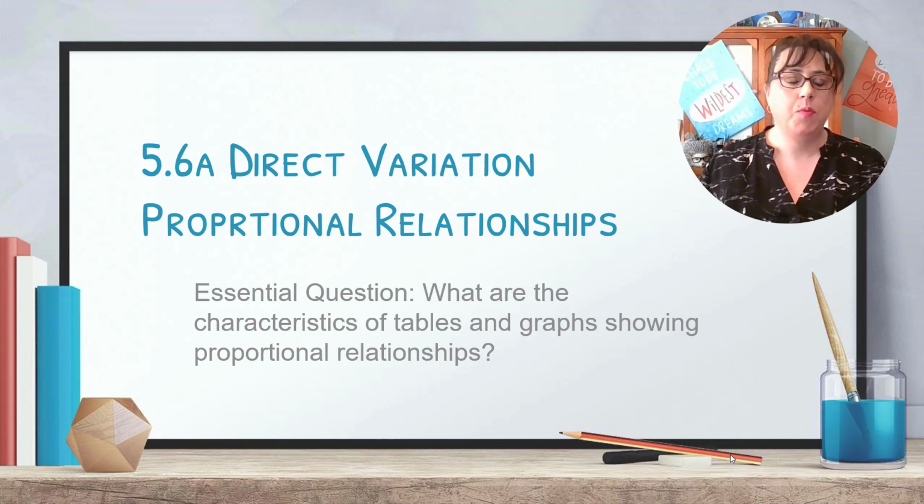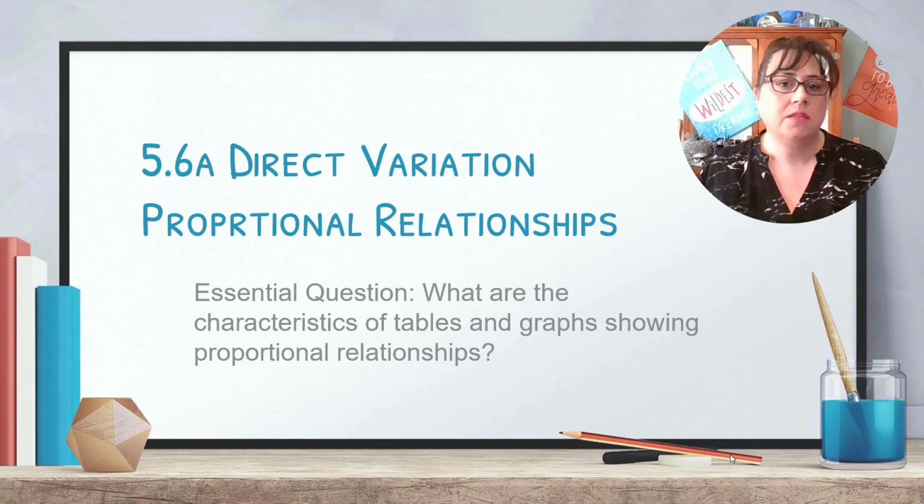You are here for 5.6a direct variation and proportional relationships. Our essential question today is, what are the characteristics of tables and graphs showing proportional relationships?